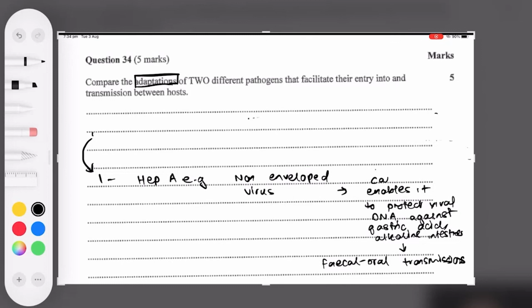So capsid, tough protein capsid protects the DNA. Tough protein capsid. Very good. What else do we have? Plasmodium falciparum. Yeah. So what about that's Plasmodium?